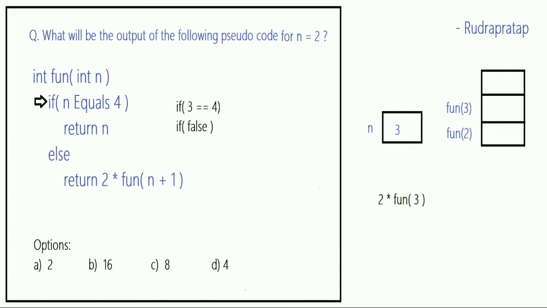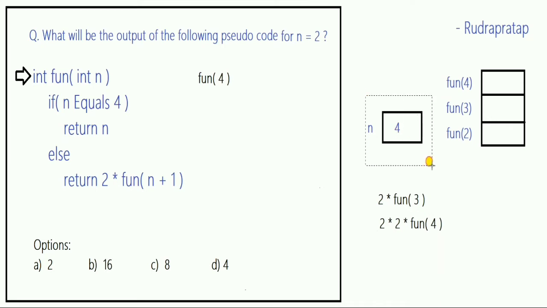So if n equals 4, 3 equal 4, which is again false. And after that we have to move to the else part of the body. In the else part we have written 2 into fun of n plus 1. So now the value of n becomes 4 and here I have written 2 into fun of 4. We have the previous 2 and now 2 into fun of 4. This is the value of fun of 3 and now again it is called.